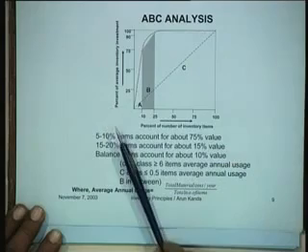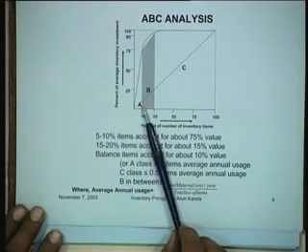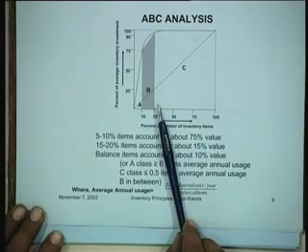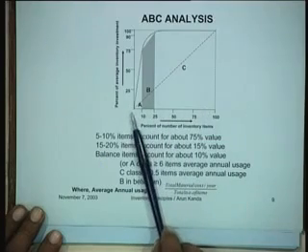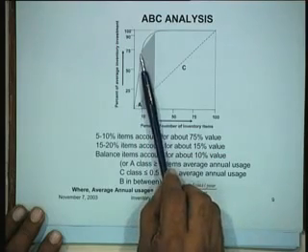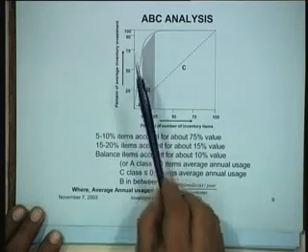In a typical ABC analysis, if you plot the values, as we said, the value of the item, which is the product of the cost of the item multiplied with the demand of the item, you would find invariably that less than 10% of the items are responsible for something like 70 to 75% of the cost. These items are called A class items.